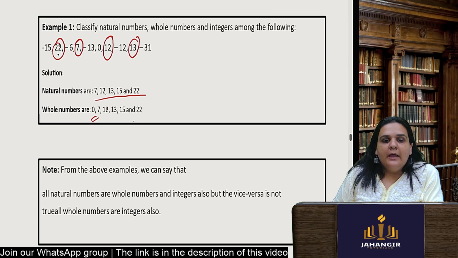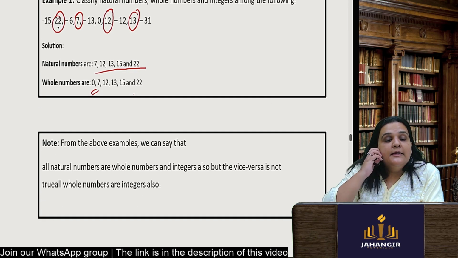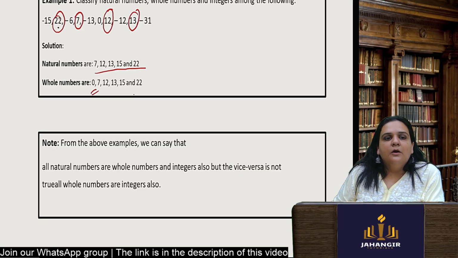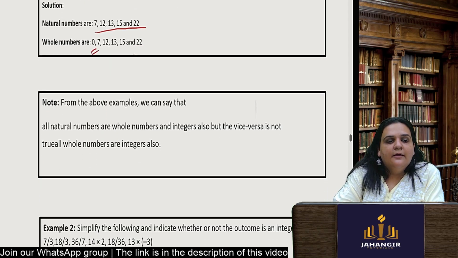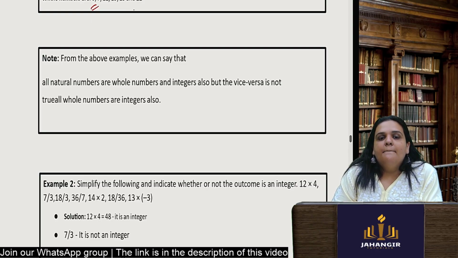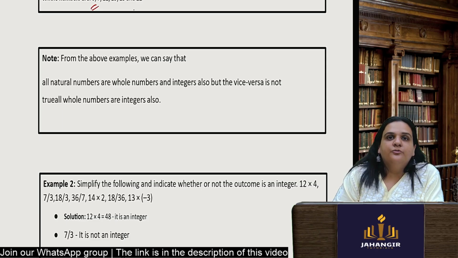Okay. And now if I want whole numbers, now I want to see the integers also. So all of them are integers. All of them are integers. All the natural numbers are whole numbers and integers, but vice versa is not true. Whole numbers are integers also.